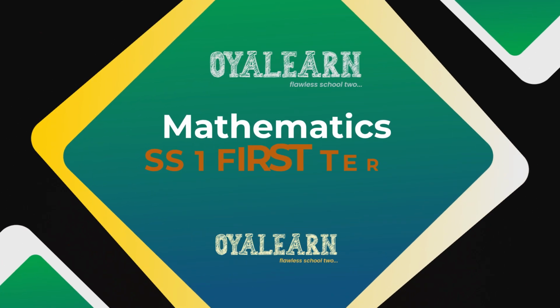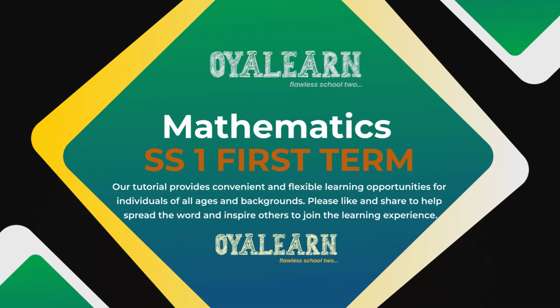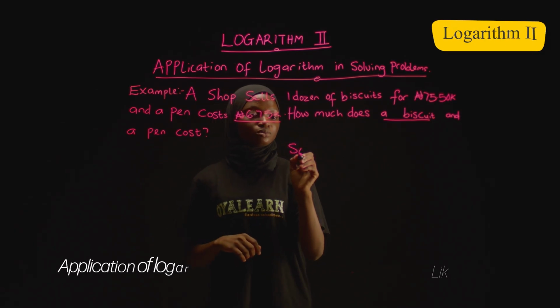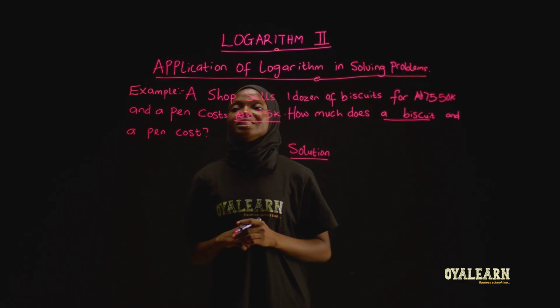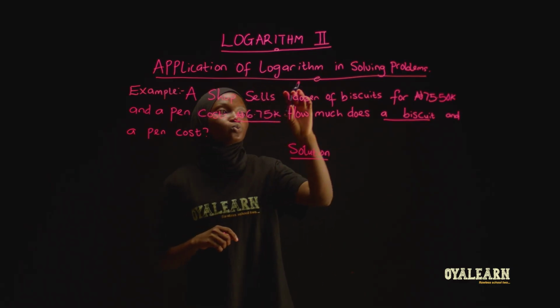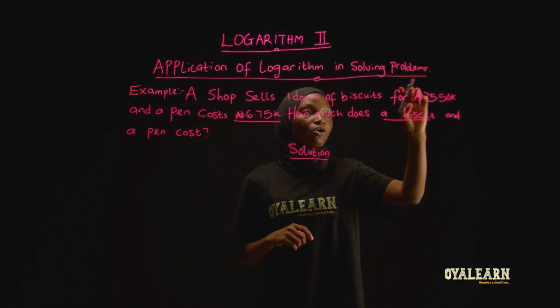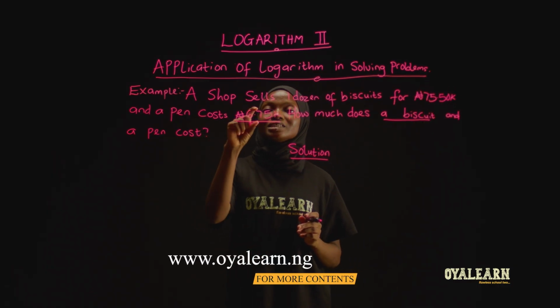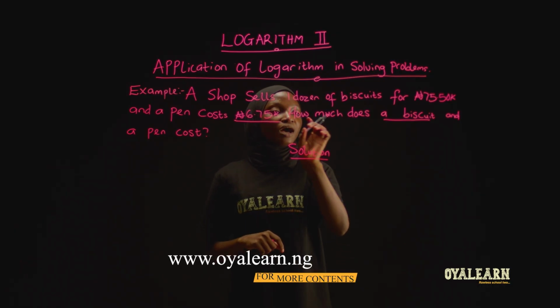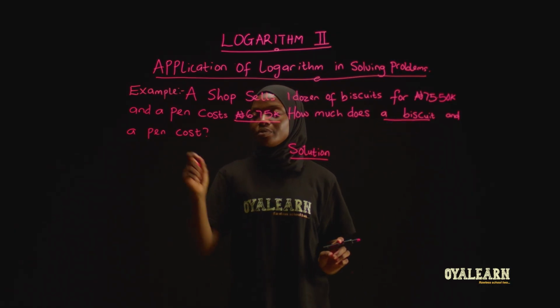Solve this word problem using logarithm to calculate our value. Solution. The question says a shop sells 1 dozen of biscuits for 75 naira 50 kobo and a pen costs 6 naira 75 kobo. How much does a biscuit and a pen cost?